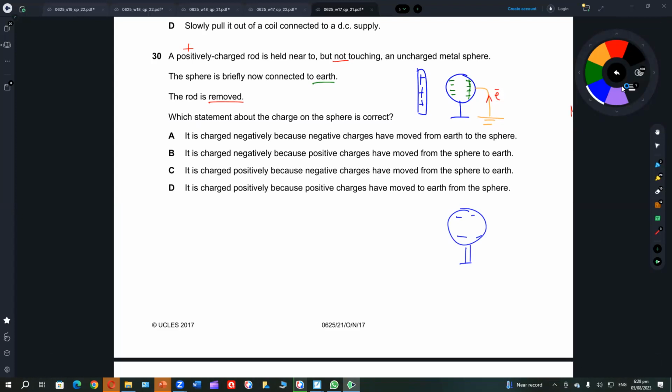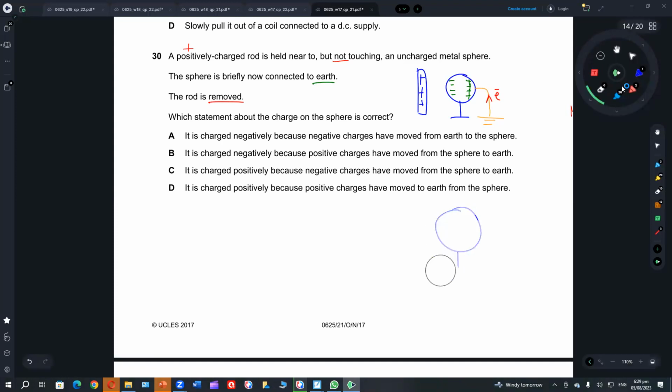Sir, I'm confused. Read the question again. The sphere is briefly connected to earth. The rod is removed. So what will happen after removing the rod? There will be a charge induction, right? Induction was there, but now after induction, look, I'll show you this step again.